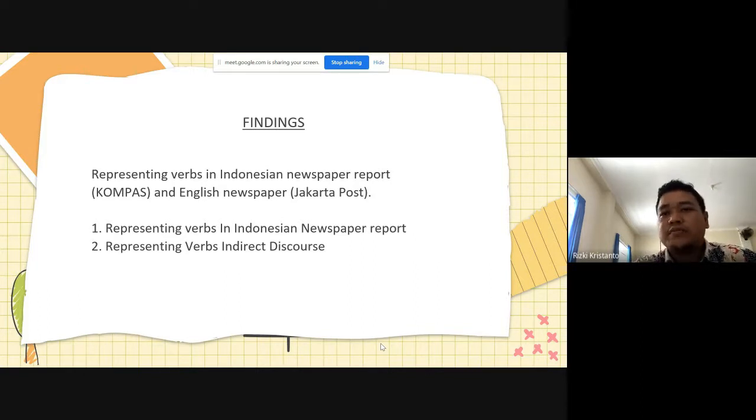Representing verbs in Indonesian newspaper report Kompas and English newspaper Jakarta Post. The first point that the researcher points out is representing verbs in Indonesian newspaper reports, and the second one is representing verbs in direct discourse. So as I told you in the beginning, the verb is going to be a big trouble. It's going to be a big obstacle for us when we want to translate the words, especially using indirect translation. Next, please.